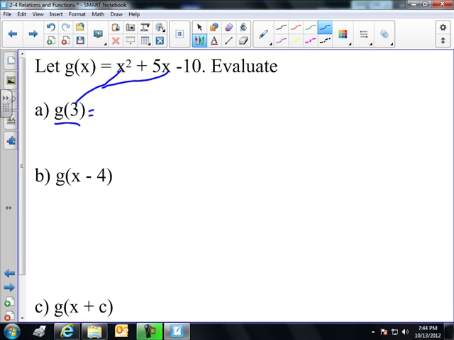So in simplifying here, we would get 3 squared plus 5 times 3 minus 10. And if I work all that out, that would give us 9 plus 15 minus 10, and simplifying even further, that would be 14, I believe. So g of 3 would equal 14.